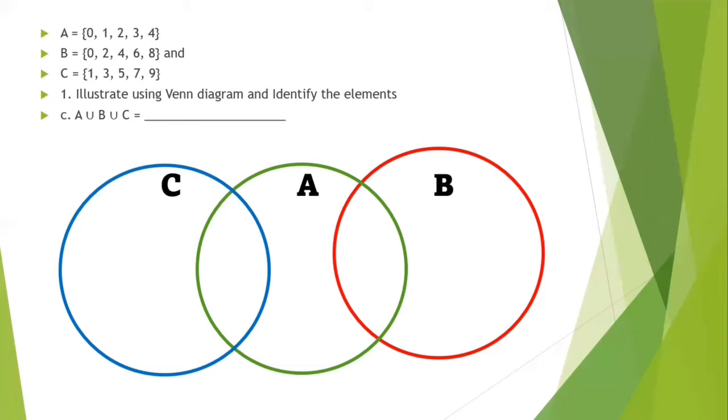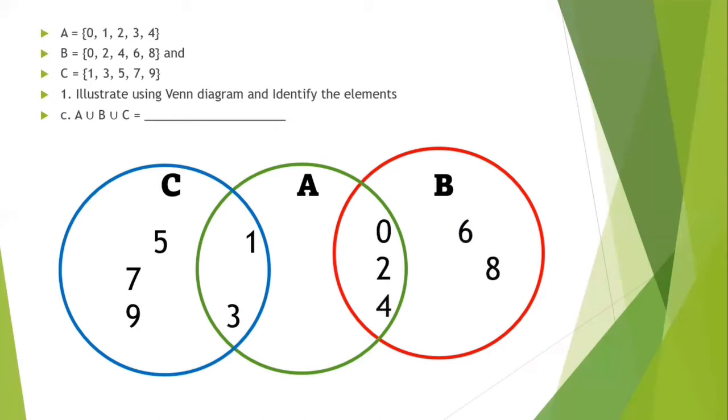Now, we're going to write the elements. Let's start with set C. Set C consists of 1, 3, 5, 7, 9. Make sure wala kayong nakalimutan. Then, we have the next one. We have the set B. Set B is 0, 2, 4, 6, 8.